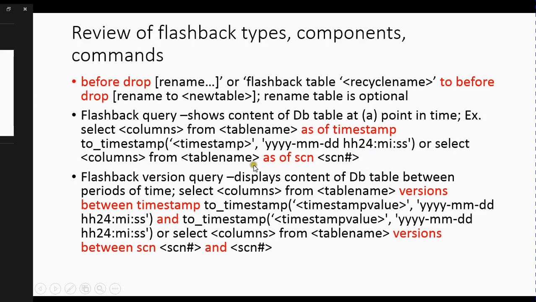The next flashback operation is a flashback version query. A flashback version query is basically the same functionality as a query, but what you are able to view is a state between two timestamps. So basically you would say, okay, select from table versions between timestamp and timestamp.